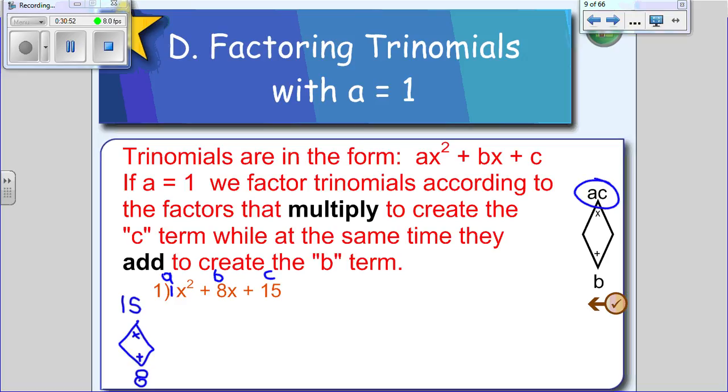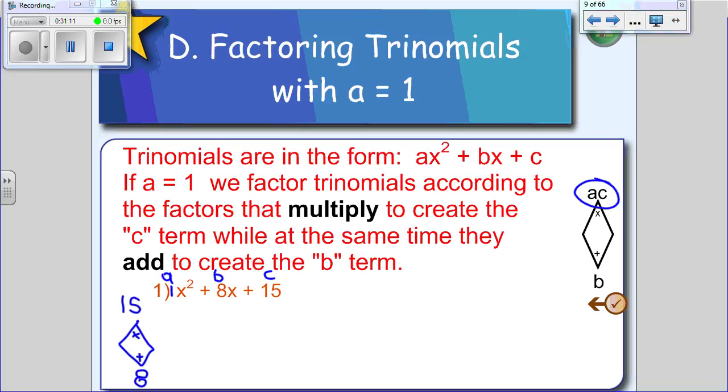15 and 1, they multiply, but that doesn't add to be 8. 2 doesn't go into 15. 3 and 5 can multiply to be 15, and they add to be 8. Okay? So it's a much shorter list if you just focus on the multiplication side of things.